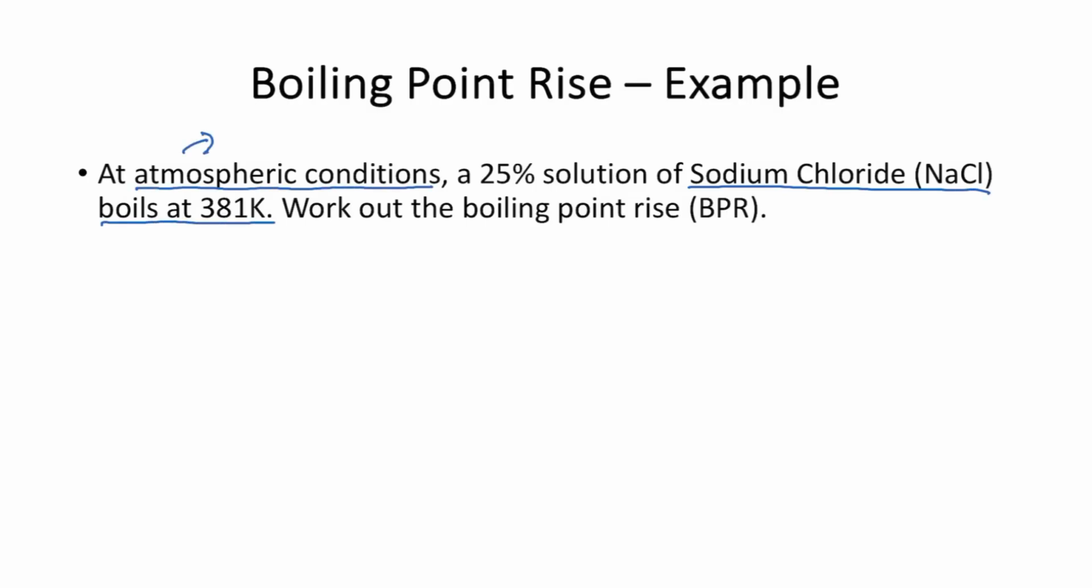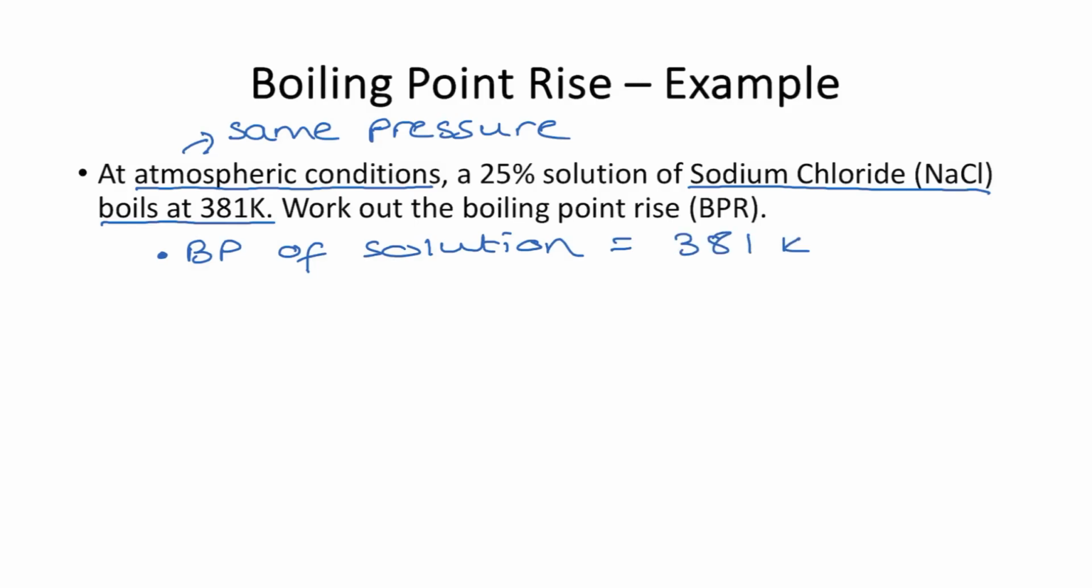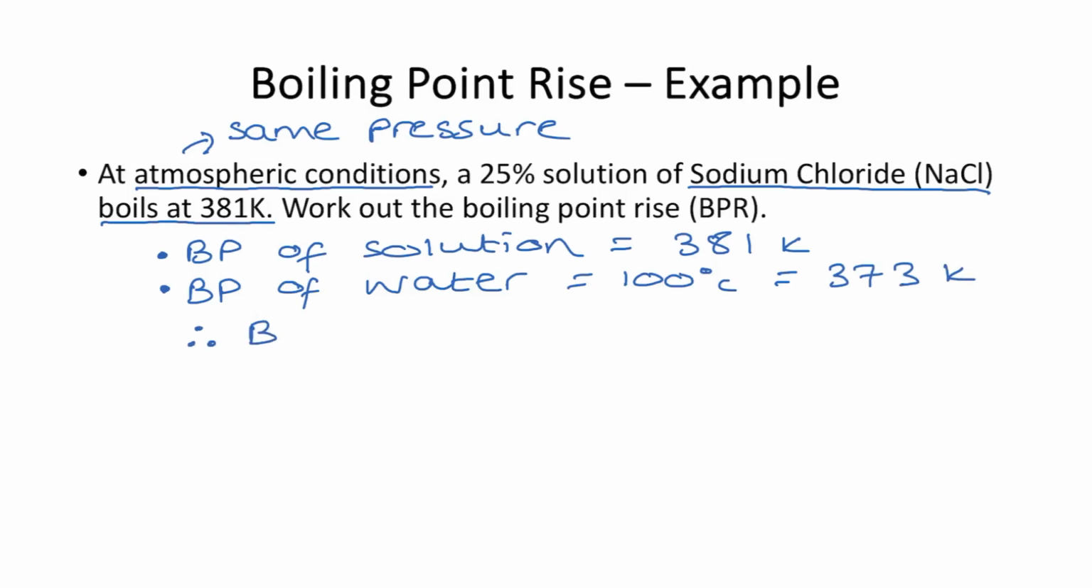We're also told that the pressure is the same at atmospheric conditions. Since we know that the boiling point of the solution is 381 Kelvin, and we know that the boiling point of water is 100 degrees, which is 373 Kelvin, the boiling point rise will therefore be 381 Kelvin minus 373 Kelvin, which equals 8 Kelvin.